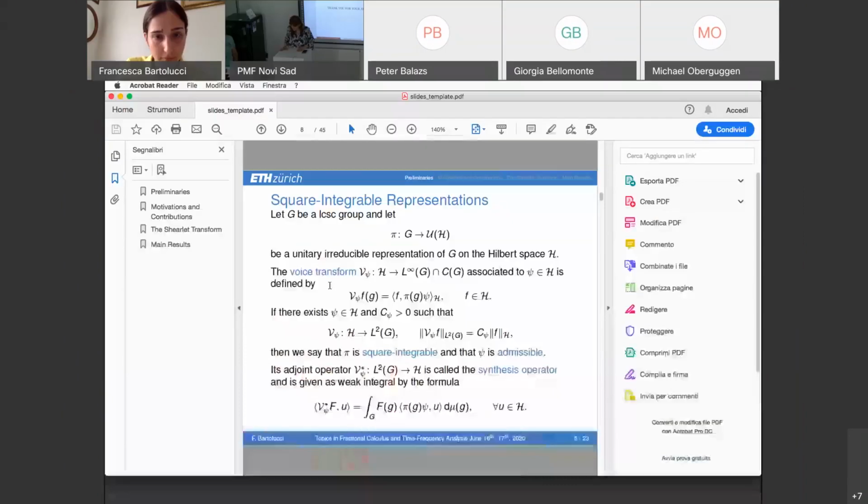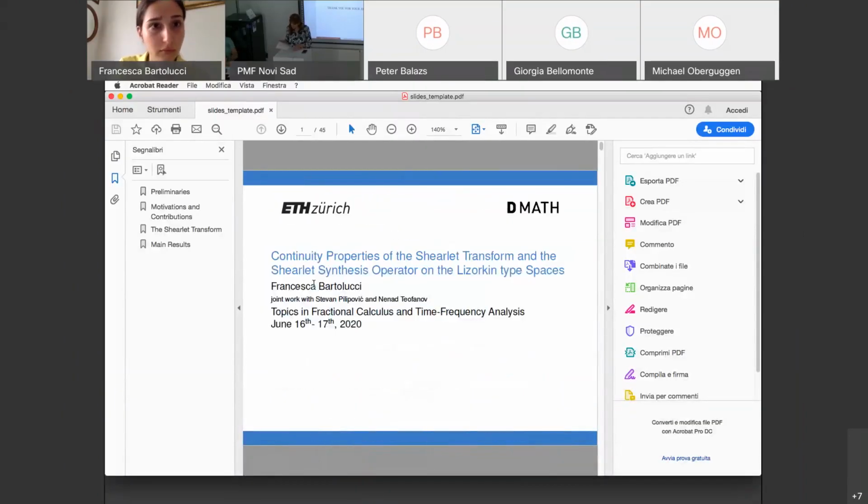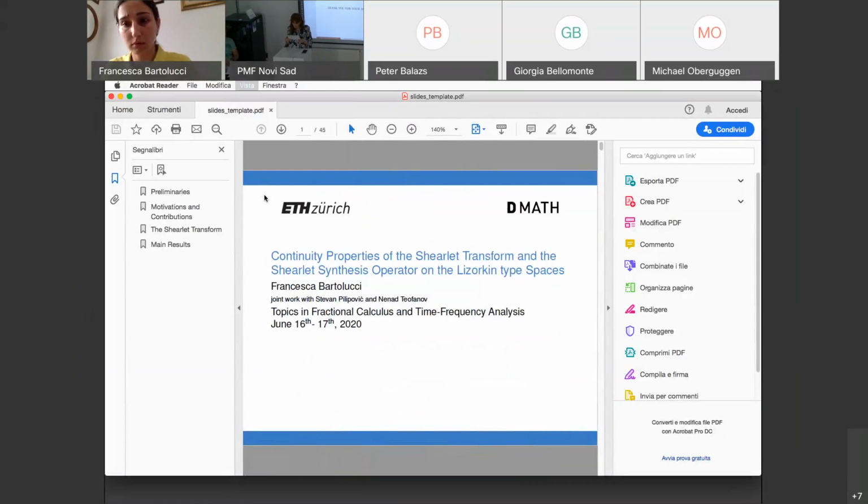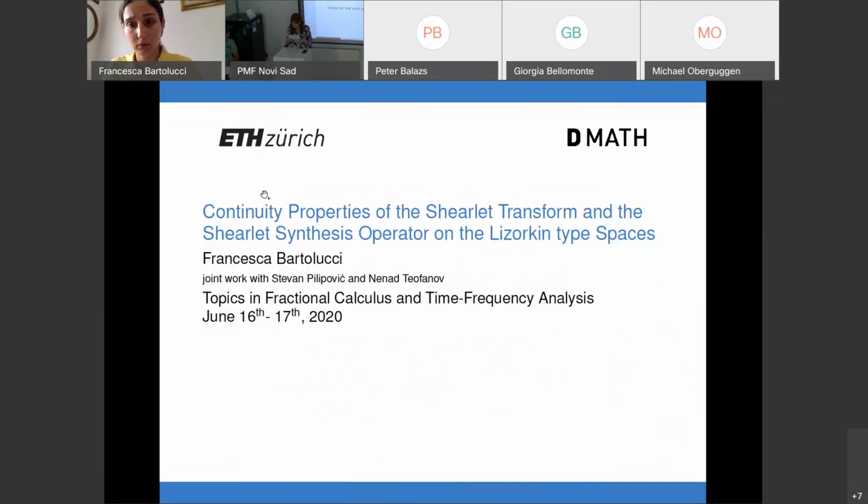So our next speaker is Francesca Bartolucci, and the title of her talk is Continuity Properties of the Shearlet Transform and the Shearlet Synthesis Operator on the Lizorkin type spaces. And okay, you already shared the screen.